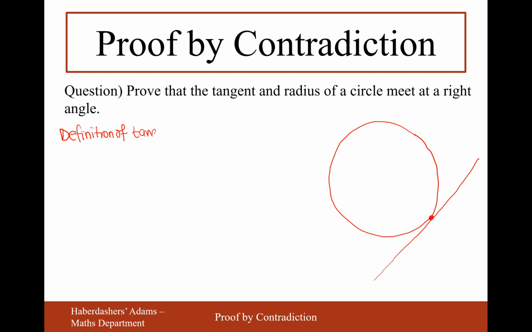The definition of a tangent is a line that touches a circle at just one point. That is factually true. Okay, so just remind ourselves of that. And the radius will meet at a right angle.